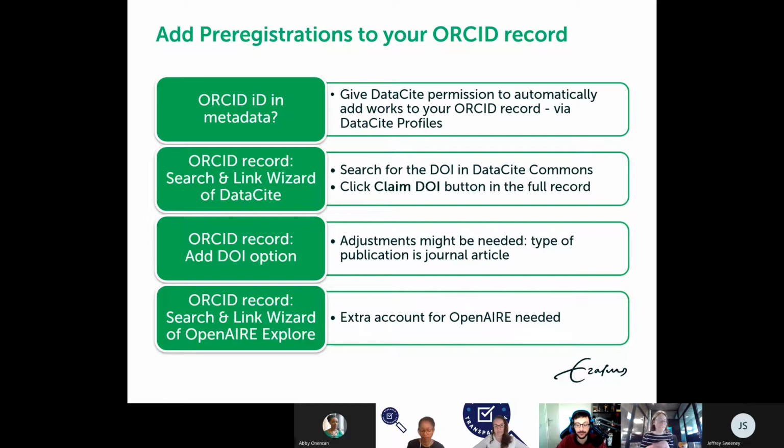And just to be complete, you can also use the OpenAIRE Explore search and link wizard. OpenAIRE is a technical infrastructure that supports open access in Europe, and they get data from all kinds of repositories. And I think it's a really great tool, but the disadvantage is you need another account and also to log in with that account. So I always forget it, and then I have to do a lot of extra work to make the connection. So I hardly use it.